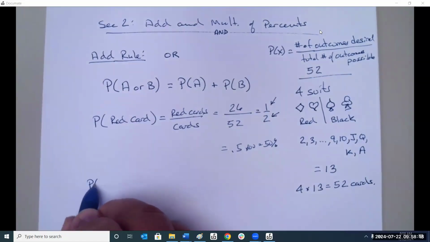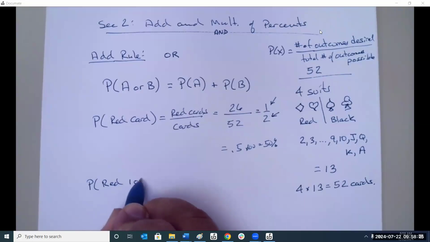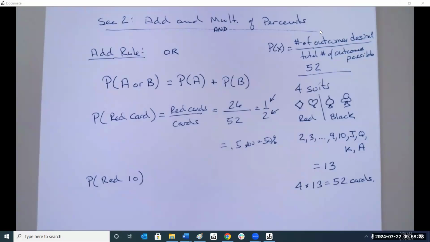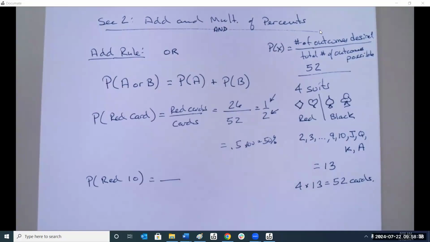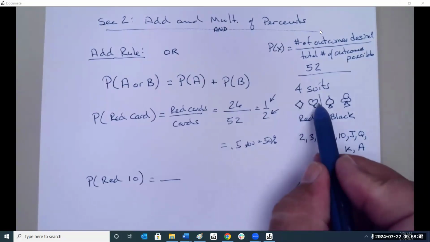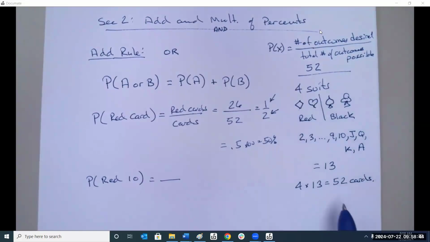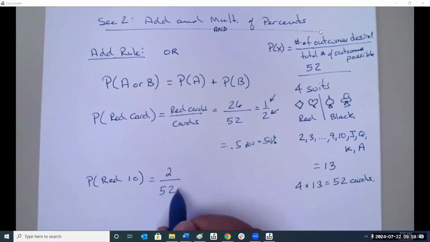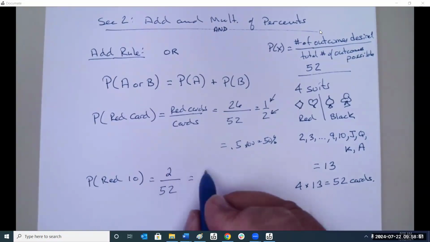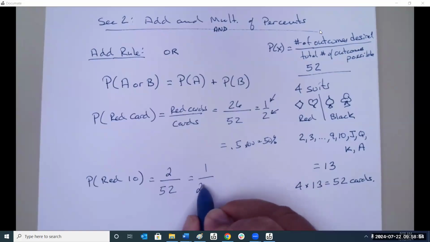Okay, how about if I pick a red 10? So how many red 10s are there? There's two, because we only have two red suits, the diamonds and the hearts. And they go from 2 to 10. So we have two red 10s out of 52. So 2 divided by 52. That simplifies into 1/26.